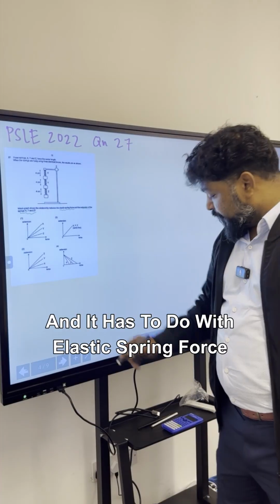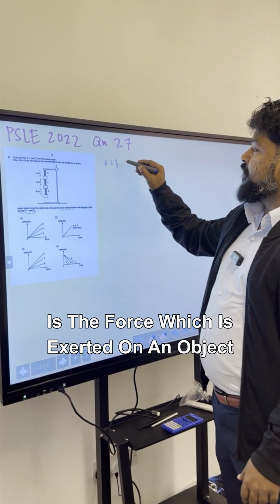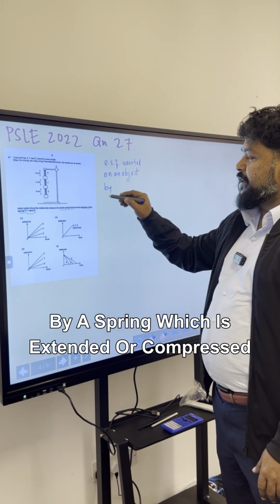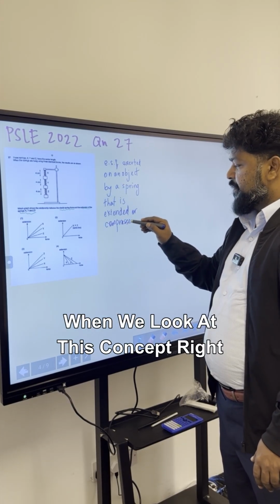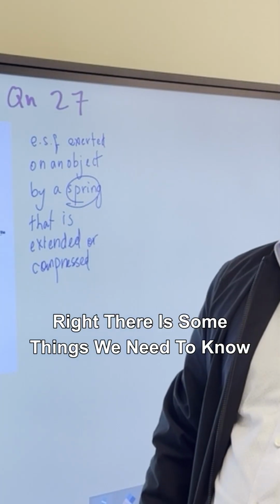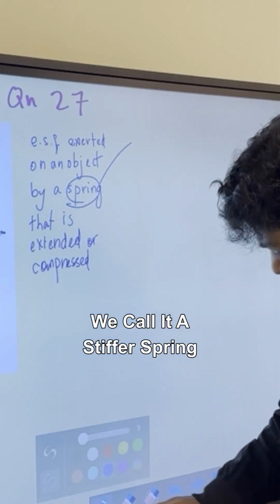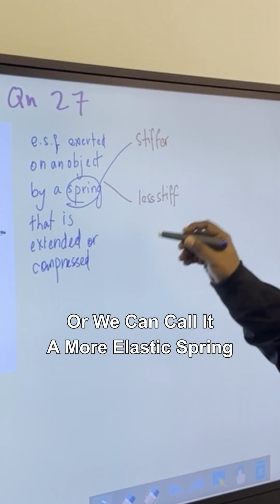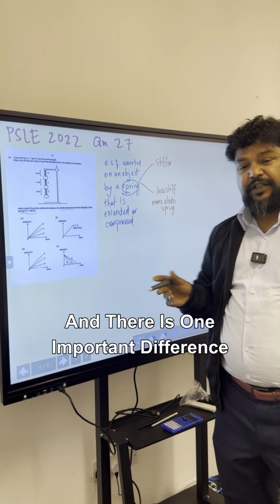with elastic spring force. And remember, elastic spring force is the force which is exerted on an object by a spring which is extended or compressed. When we look at this concept, and when we look in particular at the spring, there are some things we need to know. Now, there are 2 kinds of springs. We call it a stiffer spring, and we have something called a less stiff spring, or we can call it a more elastic spring. And there's one important difference between these 2.